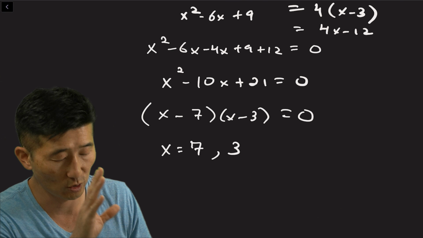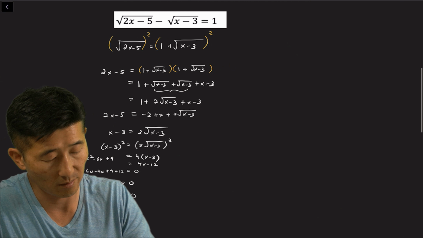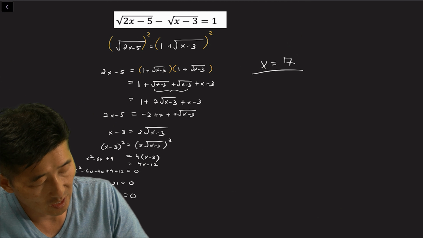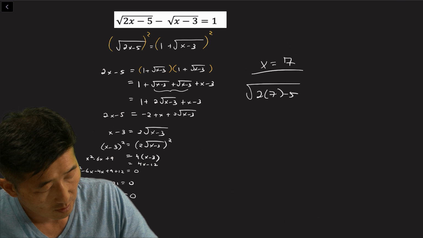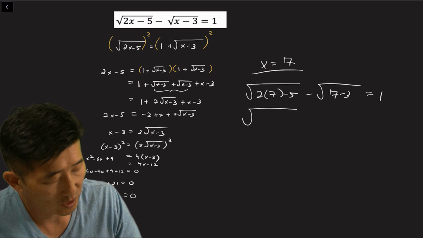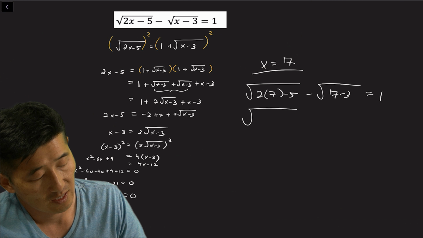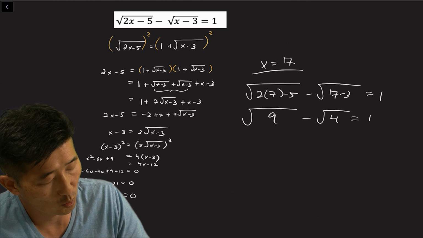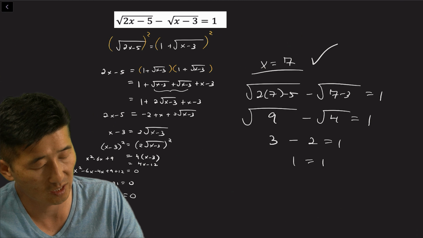Again, you always double check. So let's zoom out. Let's go back to our original equation, and let's plug in x equals 7. And so you get square root of 2 times 7 minus 5 minus square root of 7 minus 3 equals 1. 14 minus 5 is 9, minus, and then this will become 4. This is 3 minus 2 equals 1. 1 equals 1. Check. All right, 7 works.